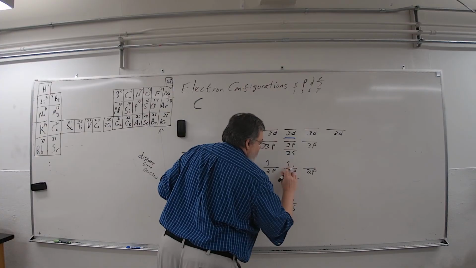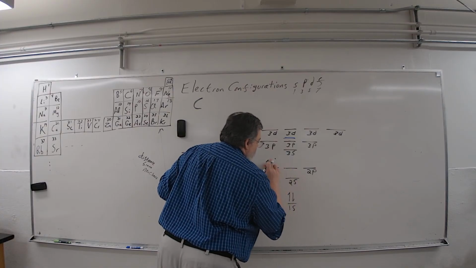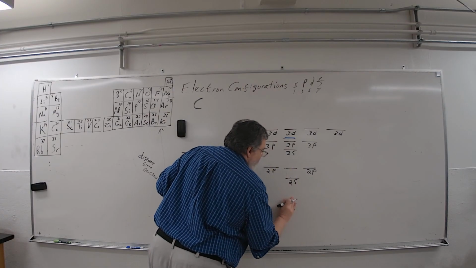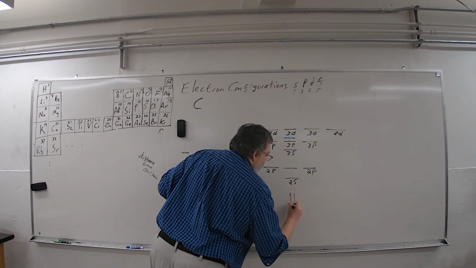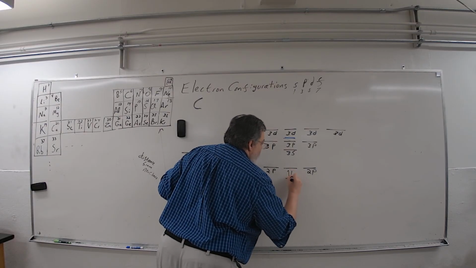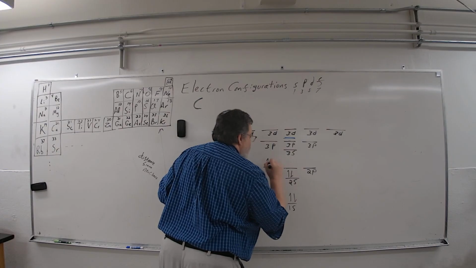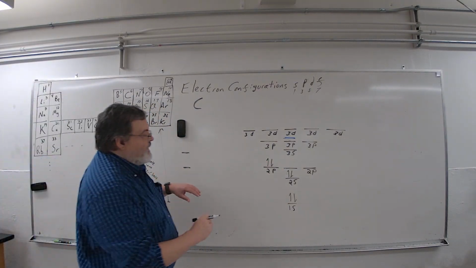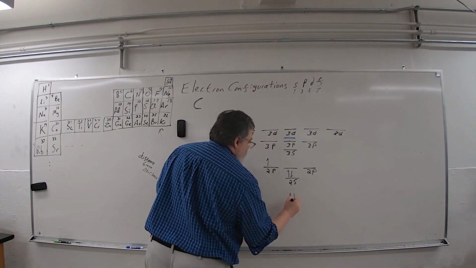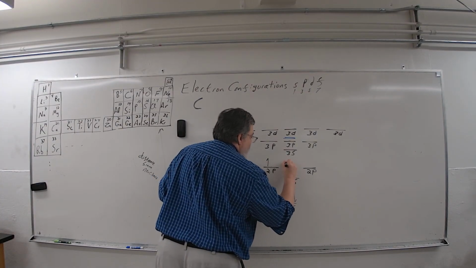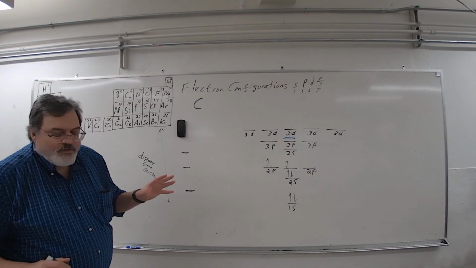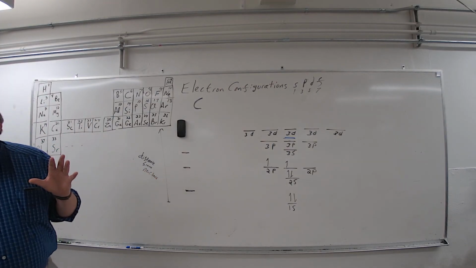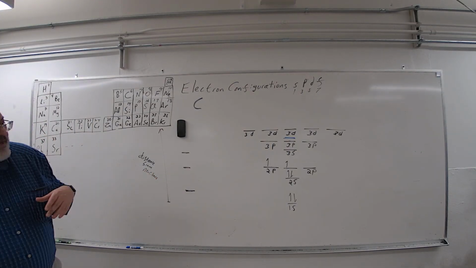So let me do that again. If the atomic number is 6, I would go 1, 2, 3, 4, 5, 6. This is one way to represent the electron. Oh, I did that wrong. 1, 2, 3, 4, 5, 6. That's one way to represent electron configurations in what I call the Christmas tree diagram.